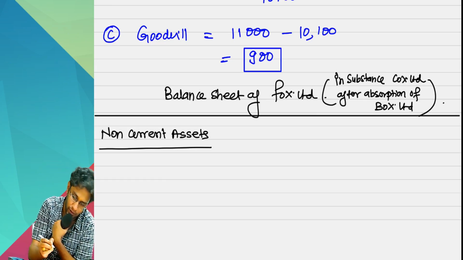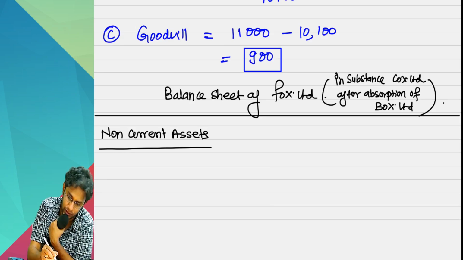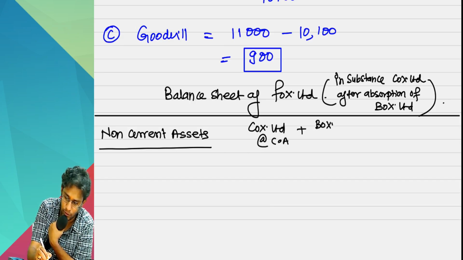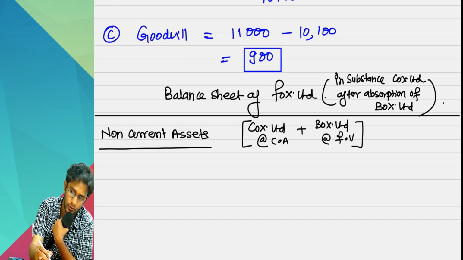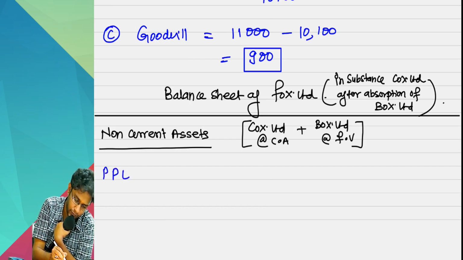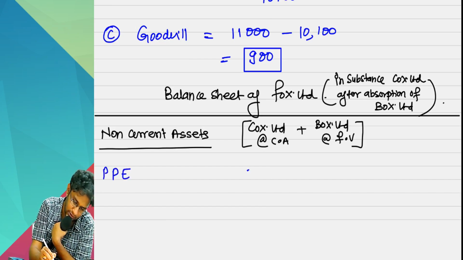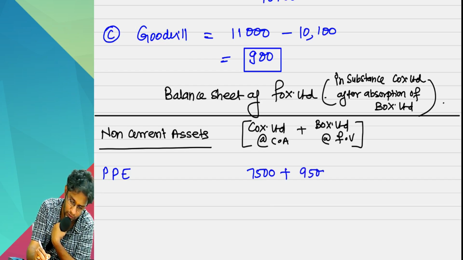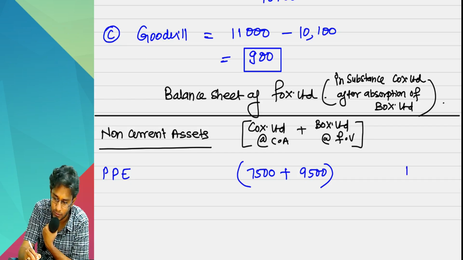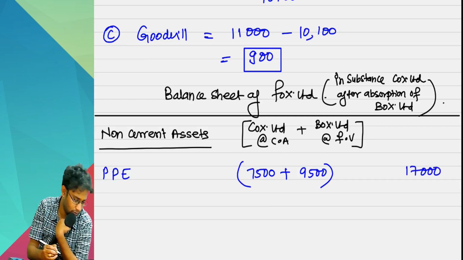So you have PPE in non-current assets just like that. The hint is this, sir: you have to take Cox Limited at their carrying amounts, but Box Limited you should take at fair values, because Box Limited is the acquiree. So the first item is PPE: 7,500 is mine, and Box's I have fair valued at 9,500. 7 plus 9 is 16, plus 1, 17,000.